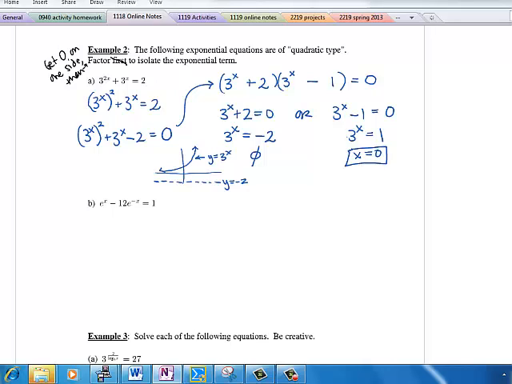Okay. The next one is even trickier. It's kind of a quadratic type in disguise. Let's first rewrite it like this. E to the x minus 12 over e to the x, rewriting e to the negative x as 1 over e to the x. To clear that fraction, we would multiply both sides by e to the x.